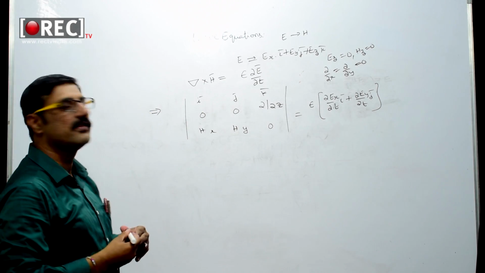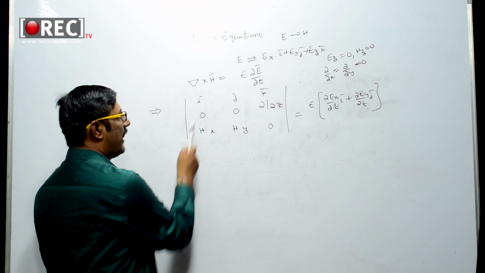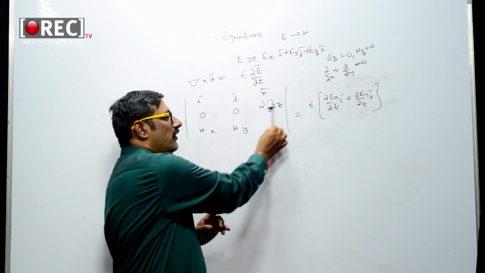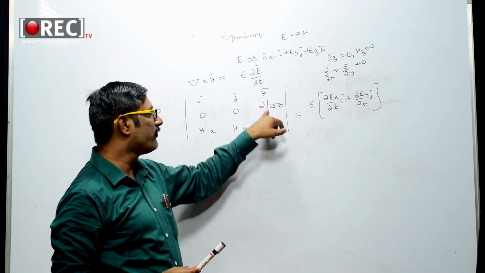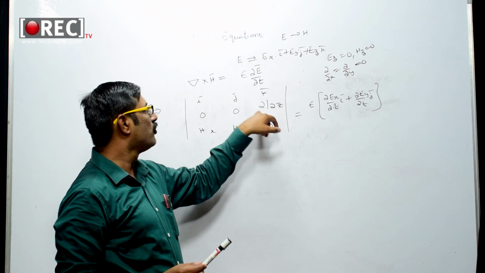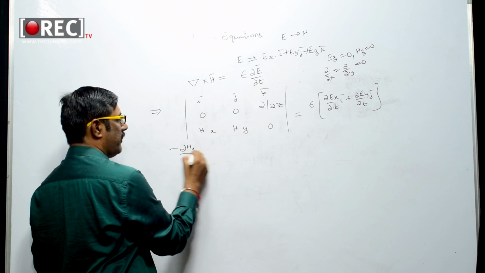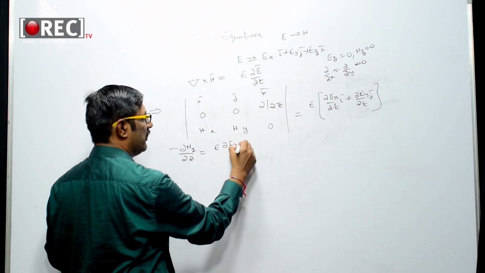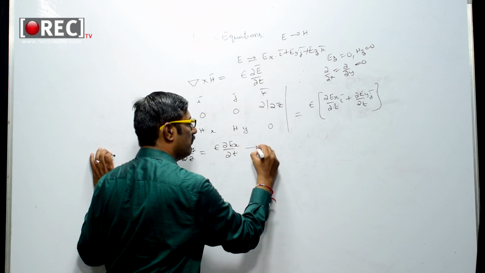Now let us expand this curl on this side and equate it to the RHS. If I expand, what do I get? I bar into the cofactor of I bar, the matrix containing these two columns, that is 0, Hy, dou by dou z and 0. For this, the cofactor is 0 into 0 minus dou by dou z of Hy. So I can write minus dou Hy by dou z is equal to epsilon into dou Ex by dou t. Let us call this equation number 1.